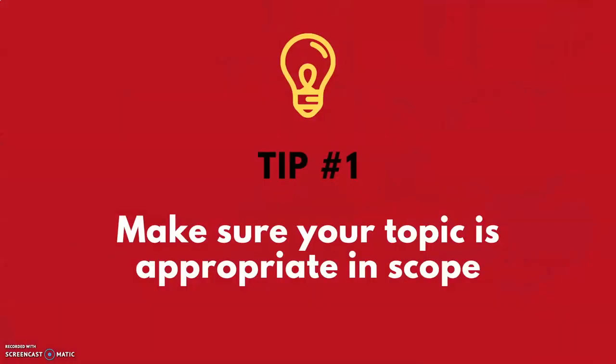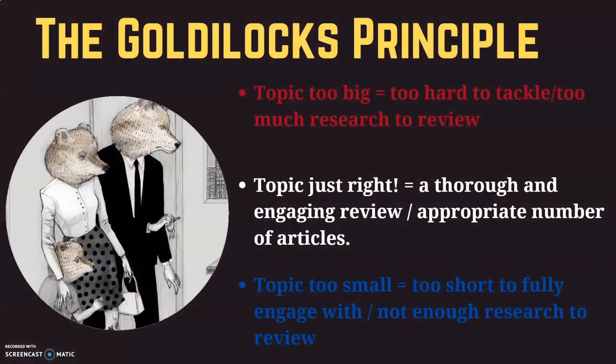So here's some tips for writing your literature review. The first one is make sure your topic is appropriate in scope. Make sure that it is the right size. And I like to talk about the Goldilocks principle. Goldilocks, when she was in the Three Bears house, wanted something that wasn't too hot or too cold. It was just right. When it comes to picking a topic, you want a topic that's not too big, because that would be too hard to tackle and include too much research to review.